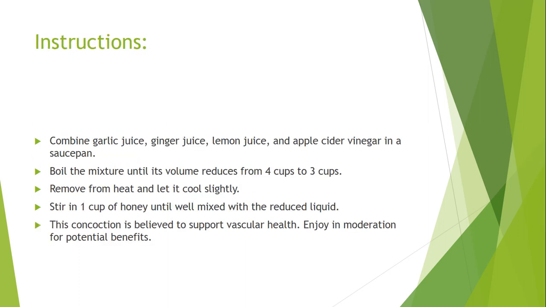Okay, so here are the steps of how we can make this recipe. Combine garlic juice, ginger juice, lemon juice, and apple cider vinegar in a saucepan. Boil the mixture until its volume reduces from 4 cups to 3 cups. Remove from the heat and let it cool slightly. Stir in 1 cup of honey until well mixed with the reduced liquid. This concoction is believed to support vascular health. Enjoy in moderation for potential benefit.